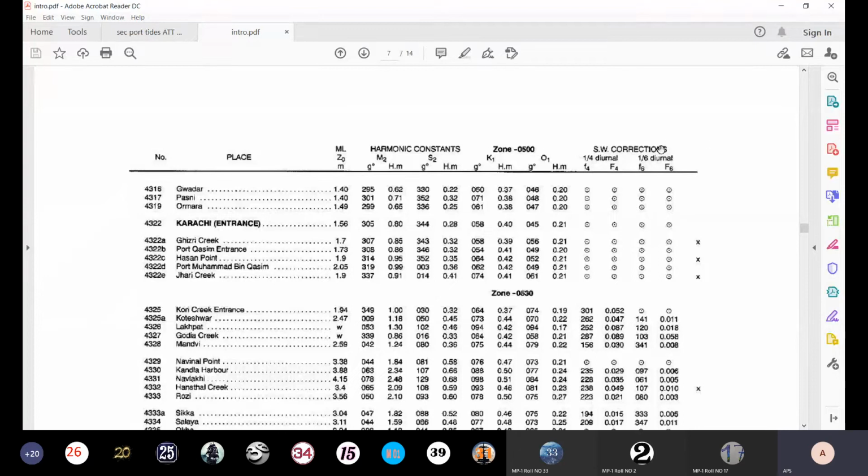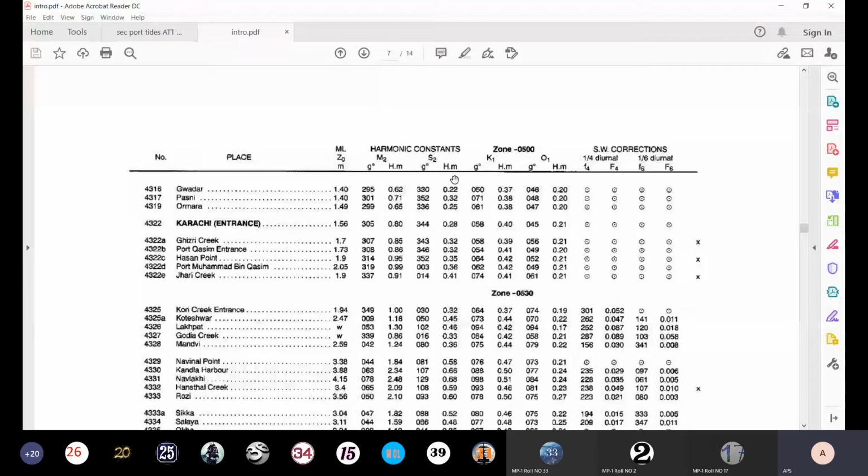Then comes your shallow water corrections. Shallow water corrections are 1/4 diurnal and 1/6 diurnal. 1/4 diurnal is given by small f4, capital F4. 1/6 diurnal is given as small f6, capital F6. These are basically effect of the land masses and shallow waters in that particular region, how they affect the tide. So this is due to the gravitational effect. This is due to the shallow water and landmass effect.